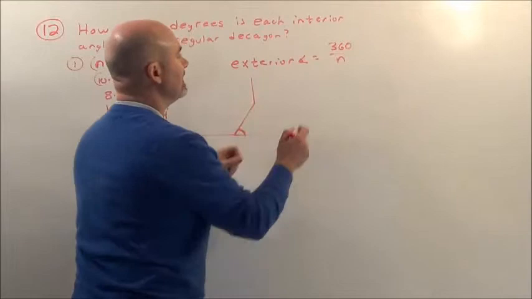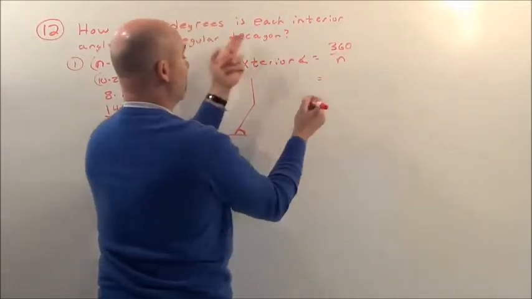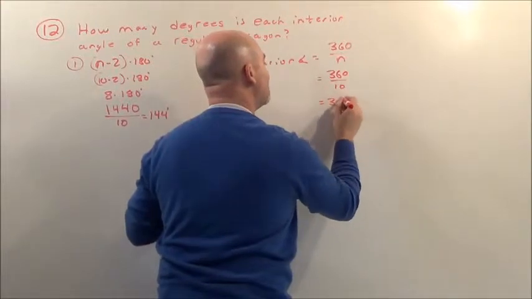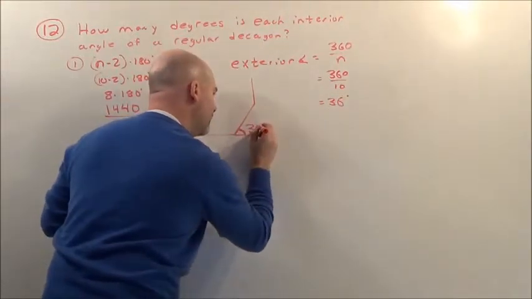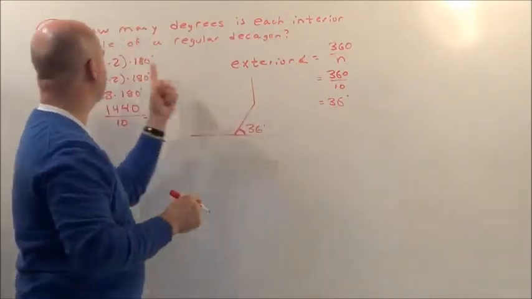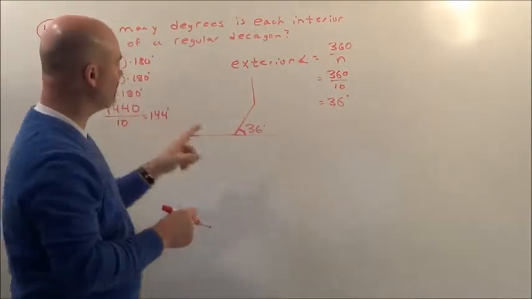Well, this formula is pretty easy. 360 divided by number of sides. Number of sides is 10. 360 divided by 10 tells me the exterior angle right here is 36 degrees. Boom, I have the exterior angle very quickly. Don't have any difficult math and big numbers.